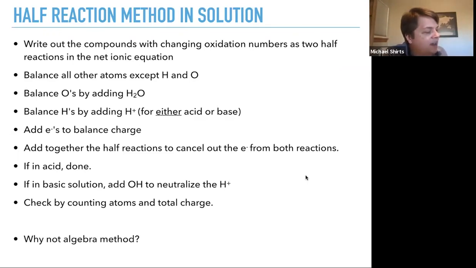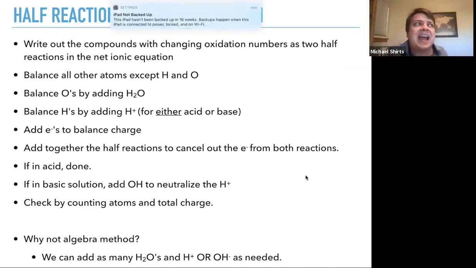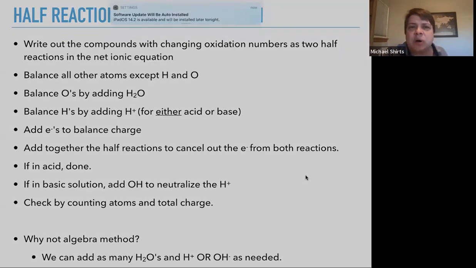So one question is, why not the algebra method? As I hinted at before, we can add as many H2Os and H pluses or OH minuses as needed. And that's a lot harder to handle by the algebraic method if you don't actually know all the species that are there.